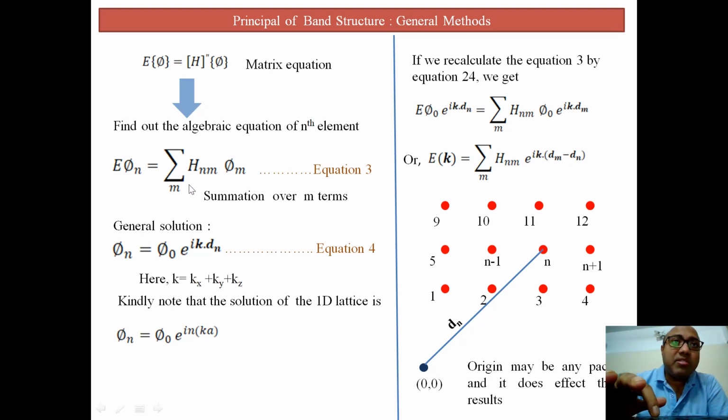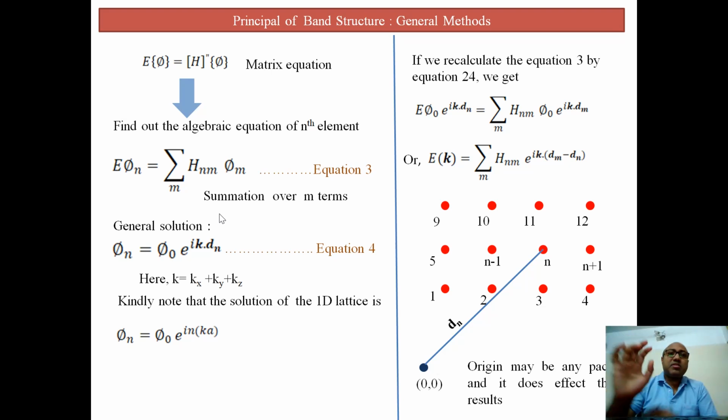E phi n is equal to summation over m. You understand that we need to add the m component. If you go back and check the matrix multiplication rules, you see that it is not only H n, we need to add the mth component always. So this is my summation over m, and then phi m. That is transferring my matrix expression to an algebraic expression, a series expression.